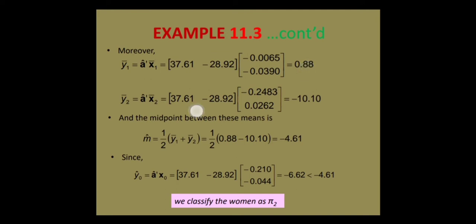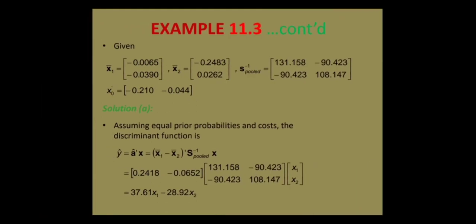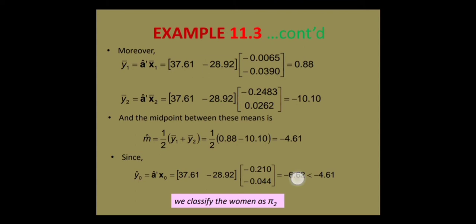Sama juga dengan this part. X1 bar minus X2 bar transpose multiply dengan S pool, you akan dapat this part. And ini adalah X2 bar. So, you akan dapat negatif 10.10. So, masukkan dalam formula of M, you akan dapat negatif 461. Okay, tadi kan kita nak comparekan M ni dengan Y0. Kan? Macam like I said tadi, kalau terus you cari Y0 boleh, terus masukkan kat sini negatif 0.210, negatif 0.044, terus you akan dapat the value yang ni sebenarnya, negatif 6.62, dan comparekan Y0 dengan M.